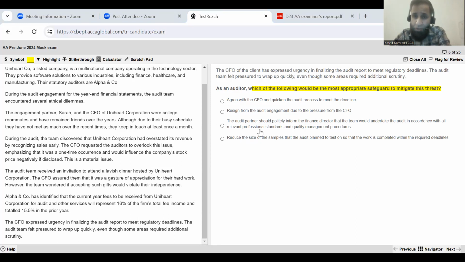The audit partner should politely, whenever you are under intimidation, discuss that with the finance director or anyone, that the team would undertake the audit in accordance with relevant professional standards, will not compromise on pressure, will do what we need to do, even if that takes a bit more time. So C is the right answer.